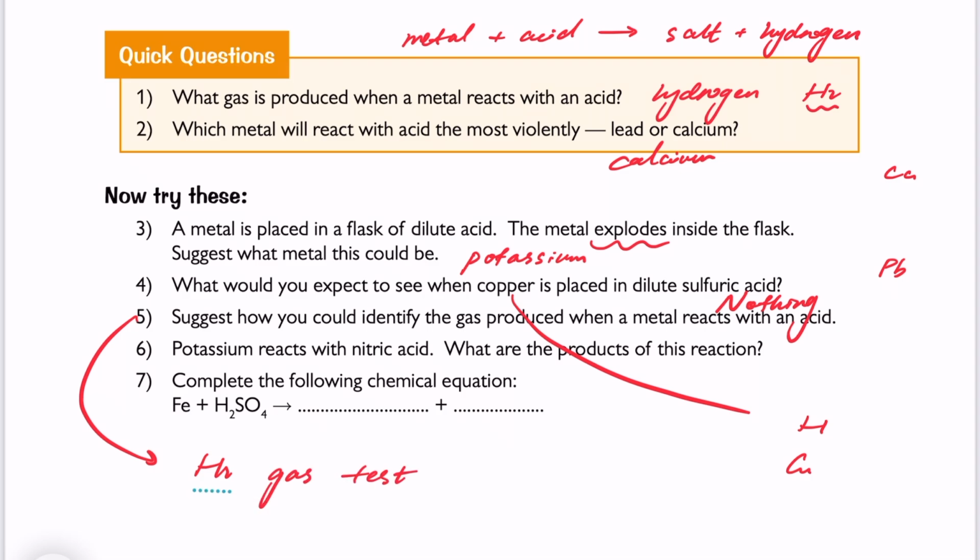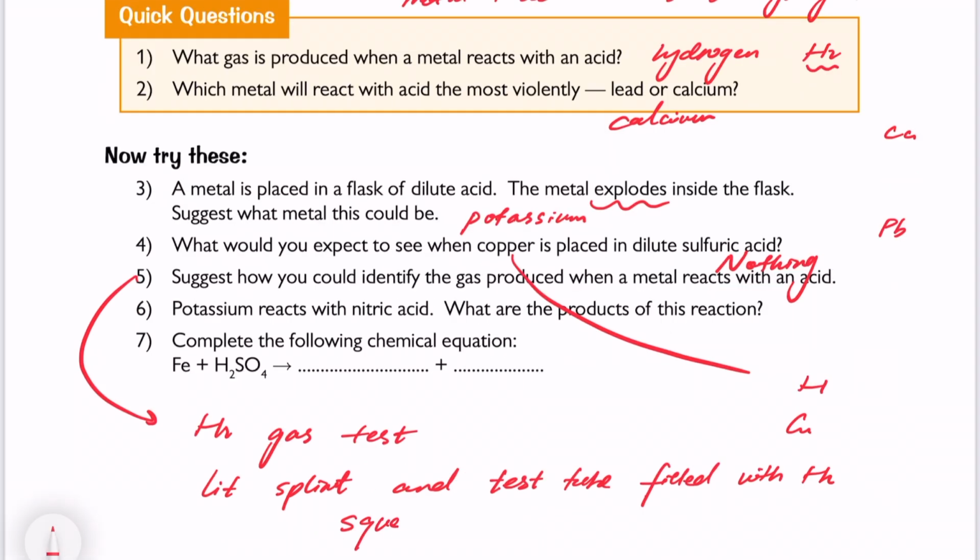First of all, we need a lit splint. And then we need a test tube with hydrogen in it. What's going to happen is that we can hear a squeaky pop. On the other hand, if you didn't hear the squeaky pop, that means the colorless gas produced is not hydrogen. Okay, and then let's keep going to question 6.